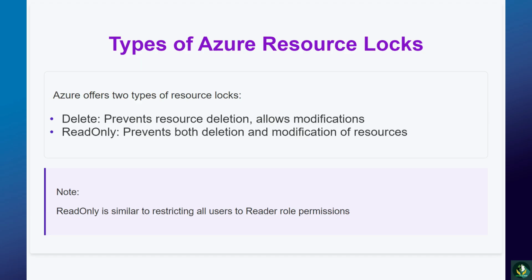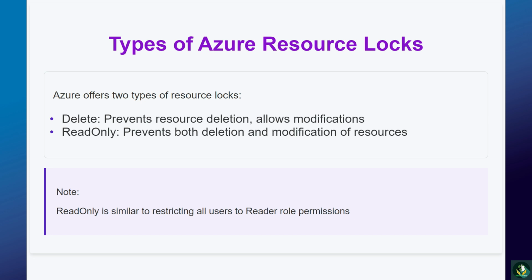The choice between these two lock types depends on your specific needs and the nature of the resource being protected. For resources that require frequent updates but should never be deleted, a delete lock would be appropriate. On the other hand, for resources that should remain in a fixed state and not be altered in any way, a read-only lock would be the better choice.